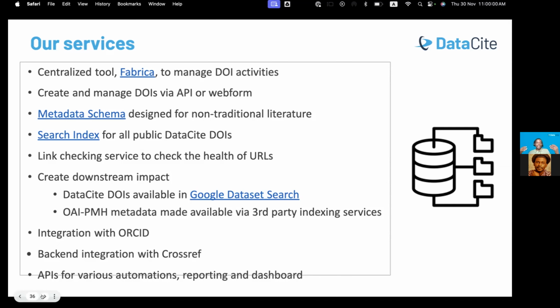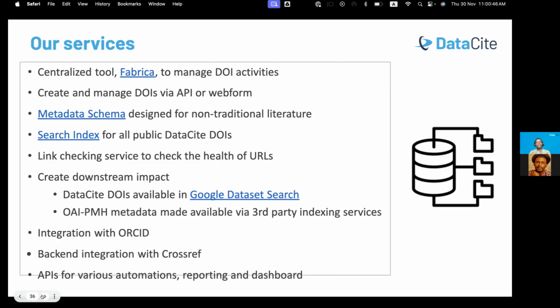Your metadata schema is designed for non-traditional citation. Whether it is your blog, you can give it DOI and our metadata will take care of it. You have a search index for all public DataCite DOIs. So if you use our DOI, it's going to be indexed. That's searchable and findable. Linking and checking services to check the health of your URL. We want to be sure that that URL is not dead. So if it is dead, our tools will identify it. We want to ensure that what you call a persistent identifier is actually persistent and existing.